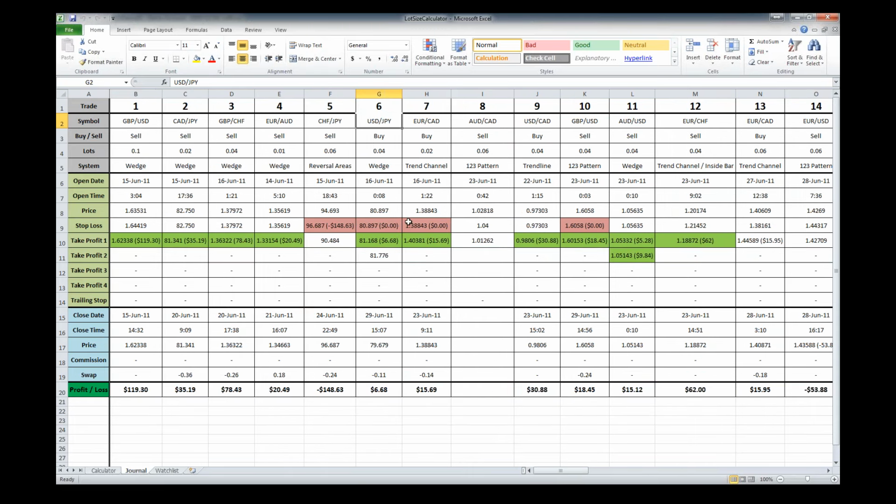The other thing I want you to see is look at his lot size: 0.1, 0.01, 0.04, 0.02, 0.02, 0.06. And again, if the trade looked good, you bump your lot size up a little bit.